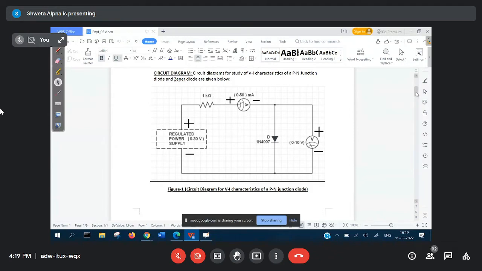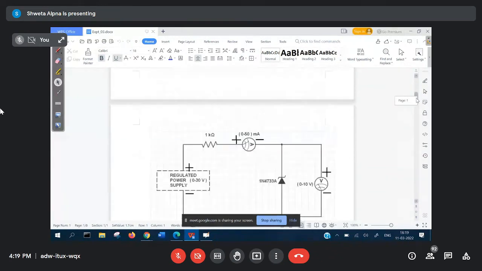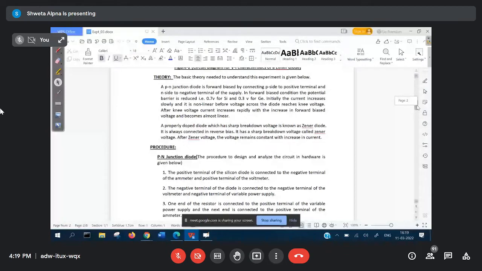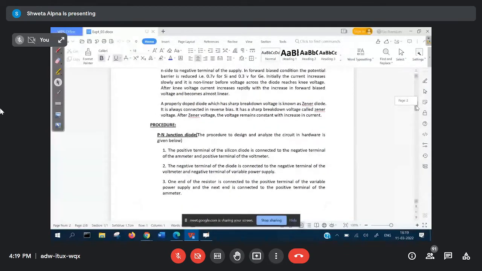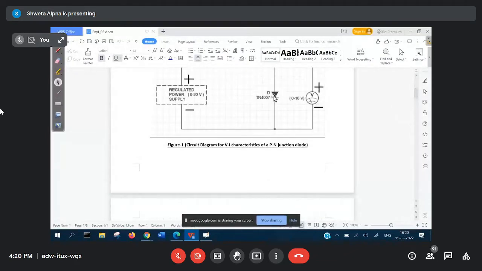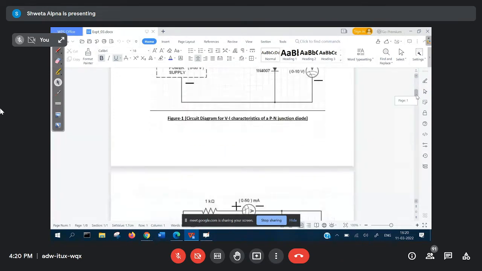Now when the diode is forward biased, what are you observing here? There is something called barrier potential, which you will study in detail in your theory. When you see the construction, there will be a P-type side, an N-type side, and in between P and N there is a potential separating them. That is called the barrier potential.